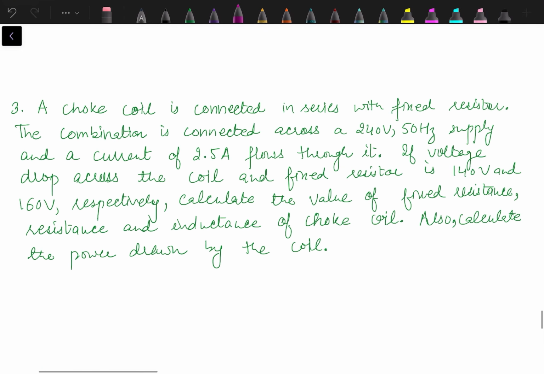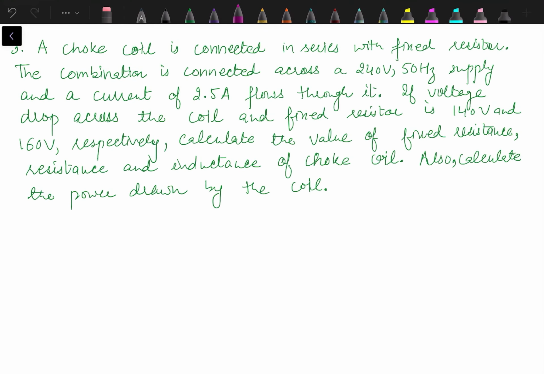Now the next question here is, a choke coil is connected in series with a fixed resistor. Now what do we mean by choke coil? Choke coil means a pure inductor in series with a resistance. So basically we can say it's an RL series combination. So this is a choke coil. Let's say the resistance is denoted by RL, inductance is L. It is connected in series with a fixed resistor, that is R. Now this one is actually the choke coil.